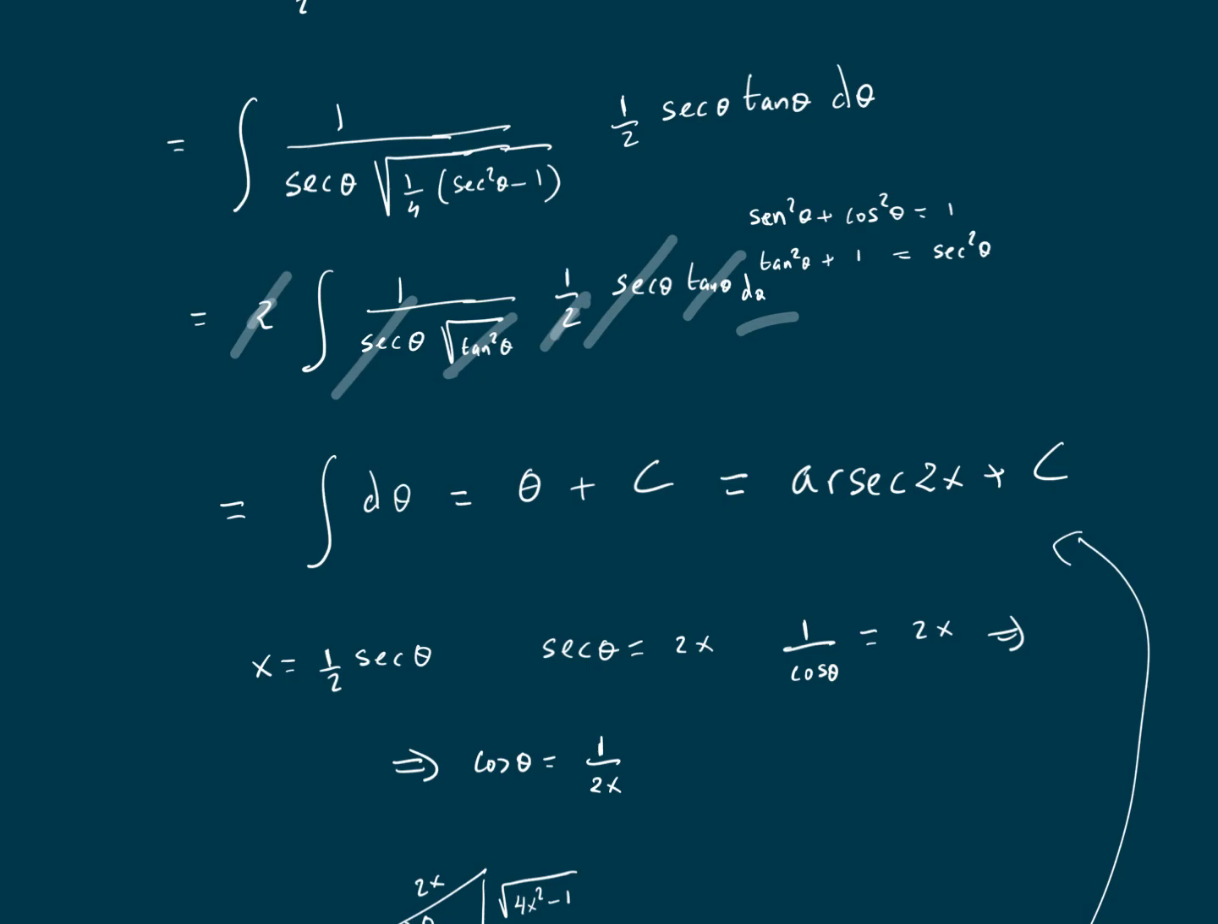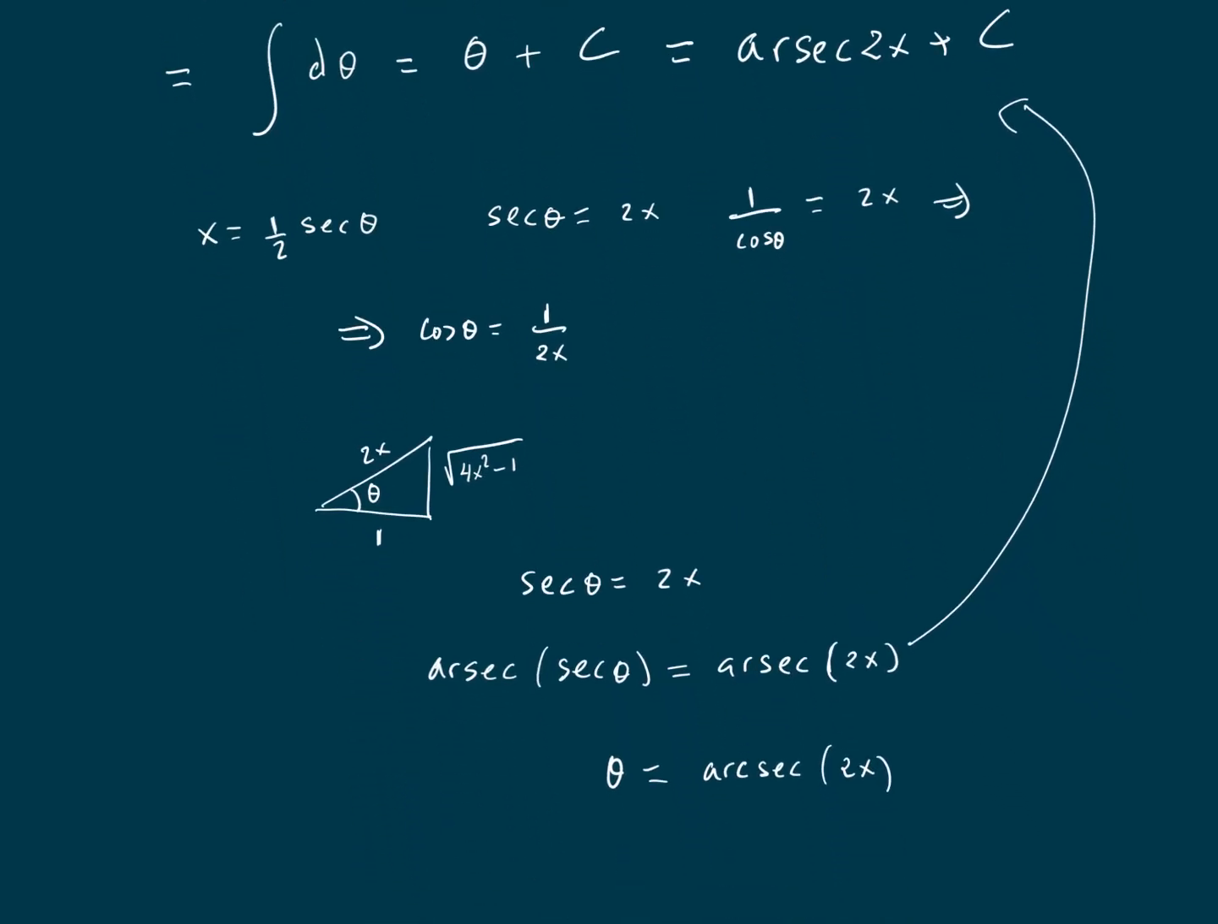But we don't know what theta is yet. But we know that the change of variable is x equals 1/2 secant of theta. So secant of theta is 2x. So arc secant will be arc secant of 2x. So let's apply this, and we found what theta is. If secant of theta is 2x, arc secant of 2x is theta. Conclusion, theta is arc secant of 2x.